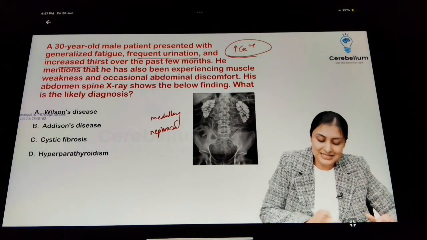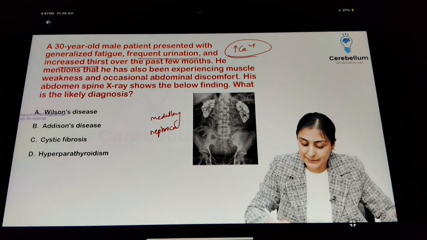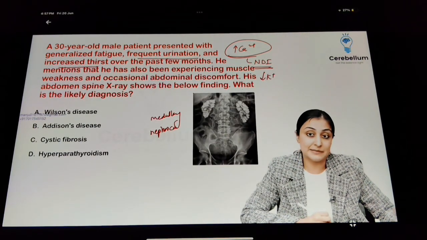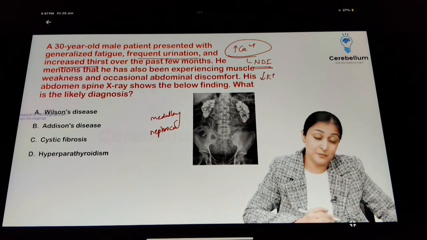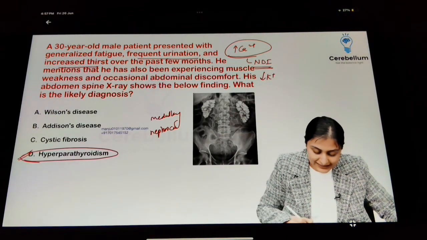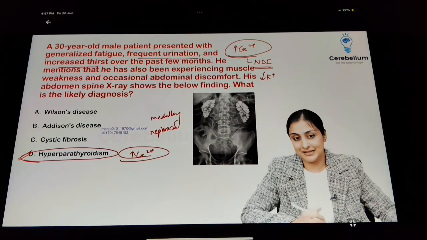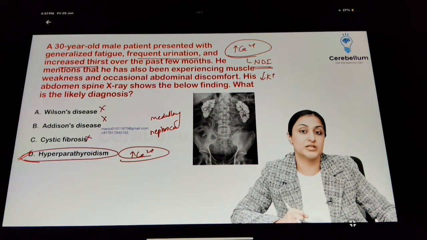Can you think and tell me why polyuria, polydipsia? Because hypercalcemia, remember, is a cause of nephrogenic DI, right? So both hypokalemia and hypercalcemia can actually lead to nephrogenic DI, and that is explaining the symptoms. So this is actually a cause of hypercalcemia. You know, hypercalcemia leads to medullary nephrocalcinosis. So the best answer here is hyperparathyroidism. None of the others have any association with nephrocalcinosis.